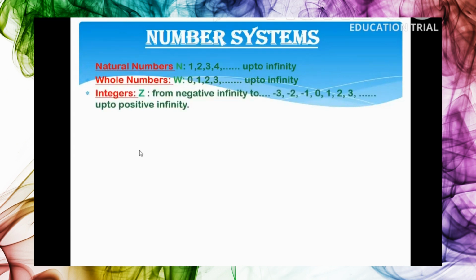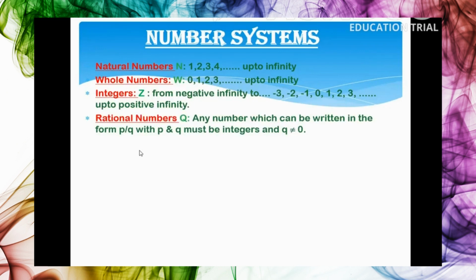Next is the set of integers. This set is denoted by Z and it starts from negative infinity and continues as negative 3, negative 2, negative 1, 0, 1, 2, 3, etc., and continues up to infinity, positive infinity.